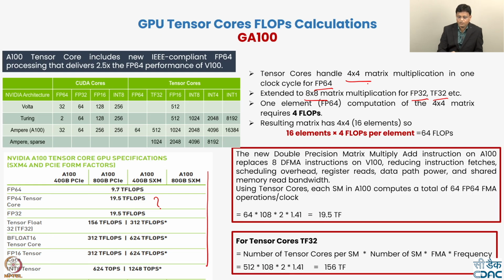First change is that it supports 4 by 4 matrix multiplication for FP64, and if you are working on TF32 or FP32 data types, it can be extended to 8 by 8 matrix multiplication. So, if you are thinking of FP64 computation, one element of the matrix multiplication requires 4 flops, so the result is 64 flops per cycle. Next, you can see the tensor core for the A100 card, focus on this architecture, Ampere A100. For FP64 this number is 64, and the number of SMs present is 108.